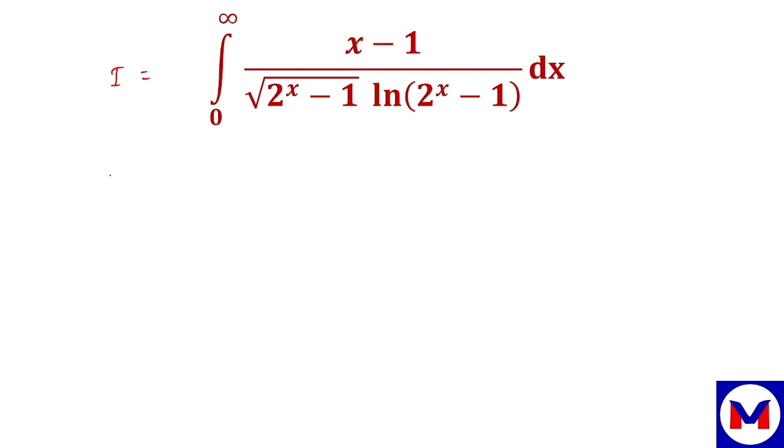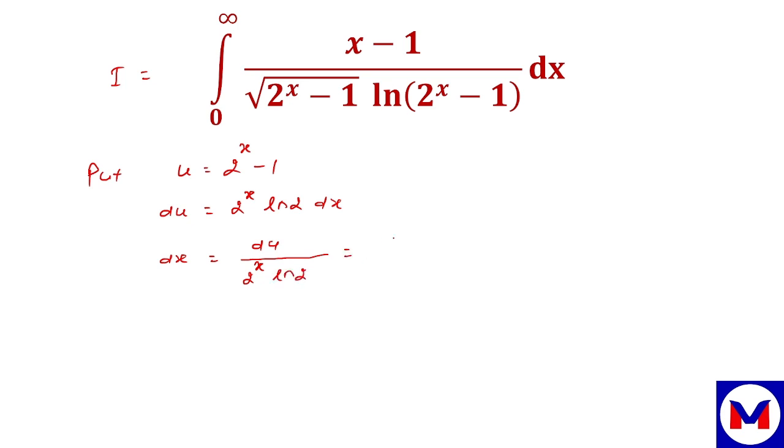For solving this integration, put u equal to 2 to the power x minus 1 substitution, and du becomes 2 to the power x ln 2 dx, and from here the dx can be evaluated as du upon 2 to the power x ln 2, and the value of 2 to the power x in terms of u is u plus 1, ln 2.